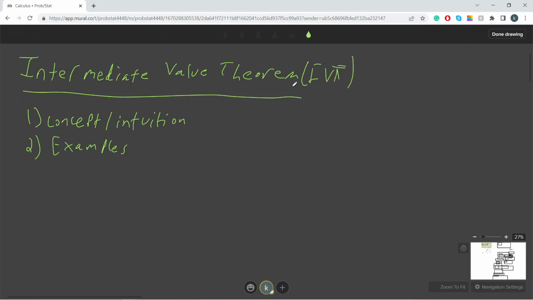So what is the IVT? We're going to start with the concept and intuition and then go through a couple helpful examples to really understand why the IVT is useful, right? So in terms of the concept and intuition, think about it this way.